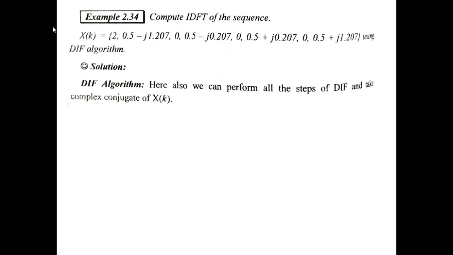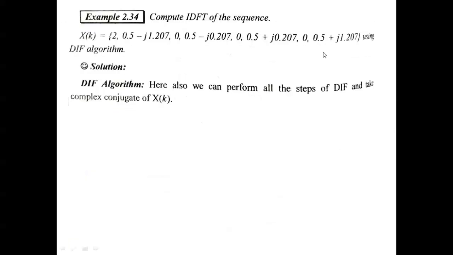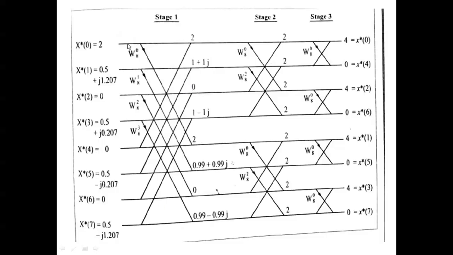First of all, this is an example given for DIF. Here for DIF, you first take the example given values, x of 0, x of 1, x of 2, x of 3, and so on. You just write what is given. In this butterfly diagram, the input is given in normal order and the output you will get in bit reversed order. In DIT, the input is in bit reversed order and the output is in normal order. This one is DIF, decimation in frequency: the input is in normal order and the output is in bit reversed order.